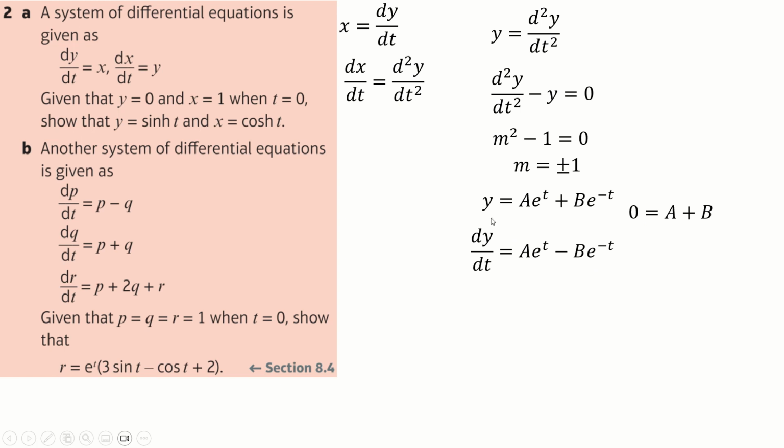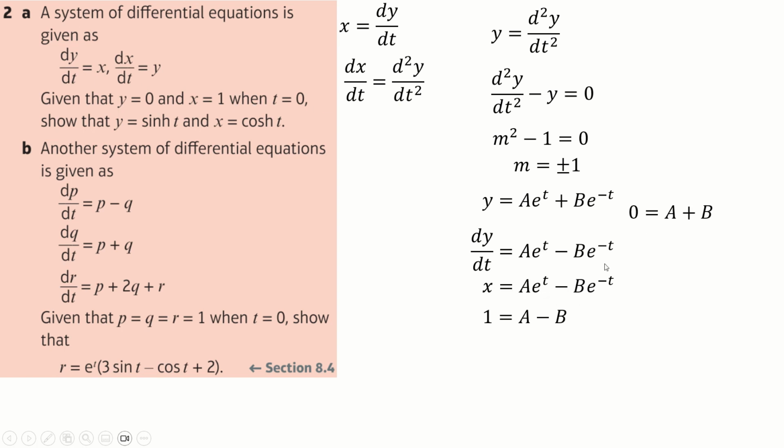And now I'm doing that because now look, dy by dt is just x. So I can say x equals this here. And then I can use this initial condition here. x is 1 when t is 0. So say 1 equals a minus b, because each of these e to the t terms when t is 0 is just 1.